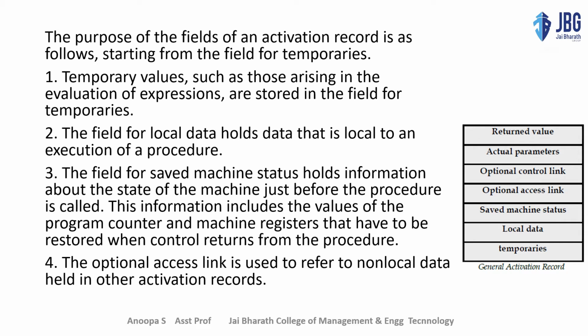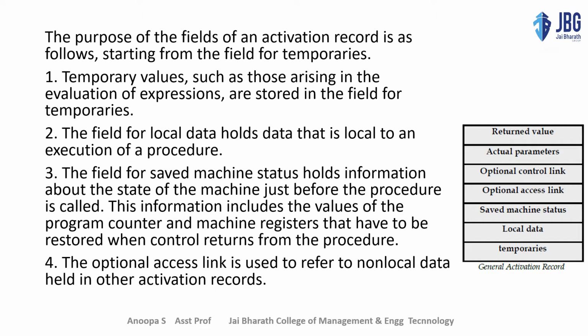Then the field for local data holds data that is local to the execution of a procedure. So within a function there will be data, right? That local data will be stored in this field. Then saved machine status. That is nothing other than the value stored in the program counter and machine registers before going into a function. We know when a particular procedure is called, all the values will be saved so that it can return to that function. So for that it will be stored in saved machine status.